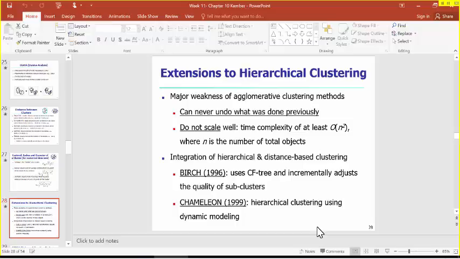done previously and it is not scalable. For example, we can integrate hierarchical and distance-based clustering in the form of two algorithms. The first one is Birch and the second one is Chameleon.